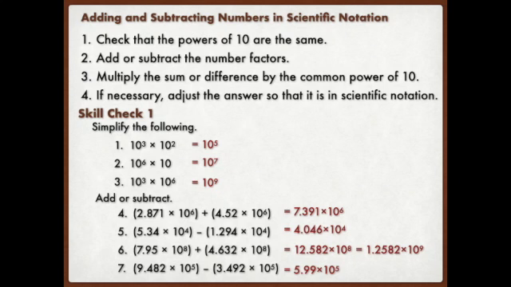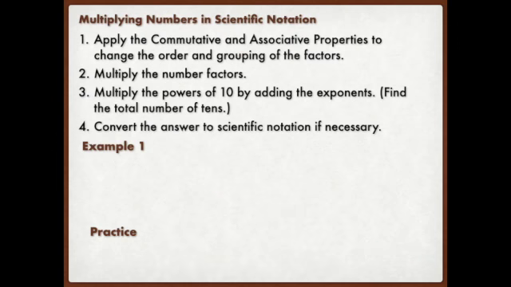So I hope this makes a little bit more sense as we did the practice problems. Now, when I multiply numbers in scientific notation, I can use the commutative and associative properties. On the previous slide, we were adding parentheses, but here I'm going to be multiplying outside of the parentheses. So I can use the commutative or the associative. Remember, associative uses those parentheses.